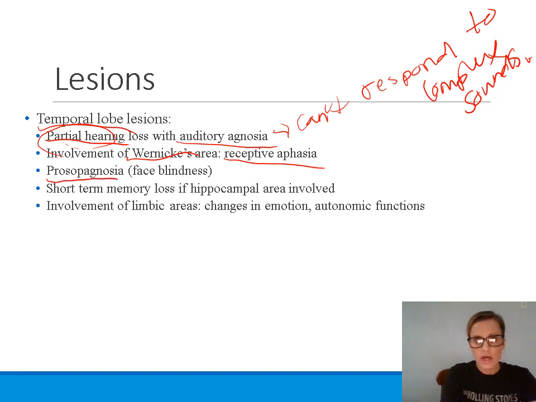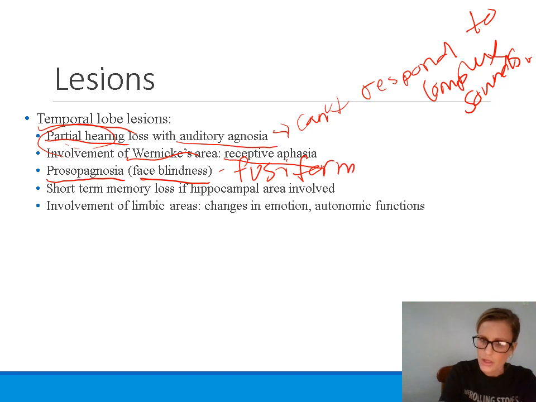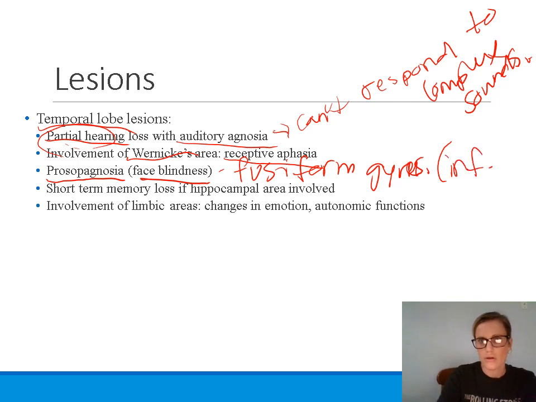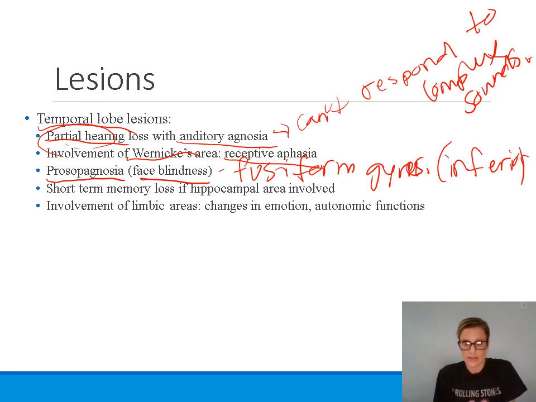Prosopagnosia can occur, again, which is face blindness. And this is specifically if the lesion is in the area of the fusiform gyrus, which is on the inferior aspect of the temporal lobe and occipital lobe. The fusiform gyrus is the area for facial recognition. So lesions in this area make us unable to recognize faces that we are familiar with.